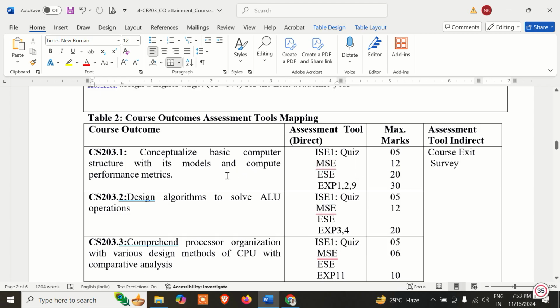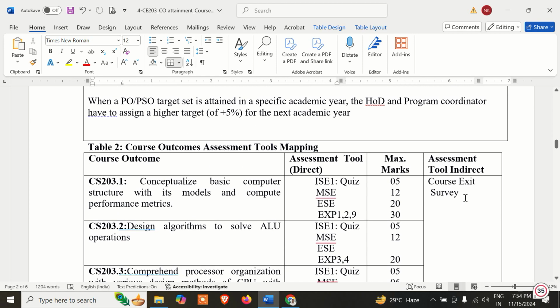Then, like we have discussed, how do you evaluate whether the course outcomes are attained or not? You conduct various ISC, in-semester examinations, mid-semester examination, end-semester examination. Also, if the subject has a lab course, which experiment is mapping to which course outcome, for how many marks you are doing the evaluation. So in short, more or less, that is the mapping part of your direct assessment tool.